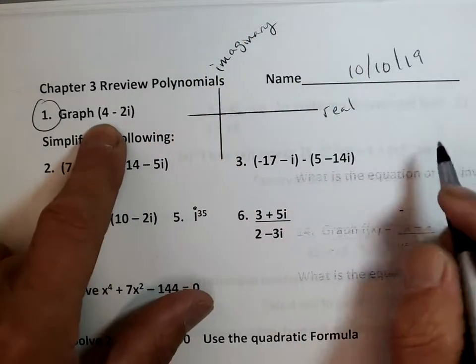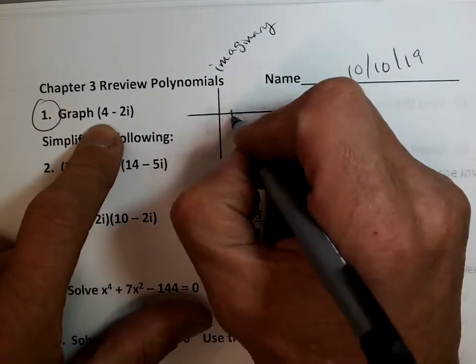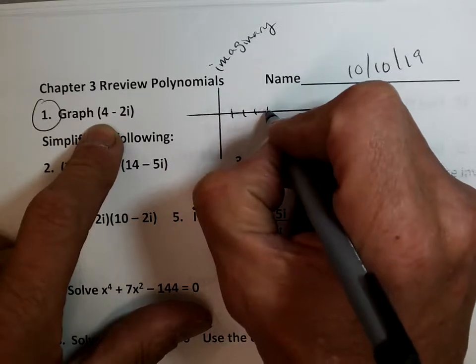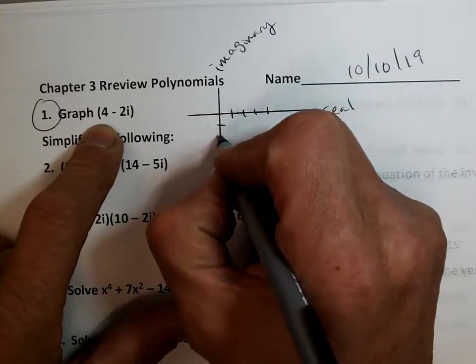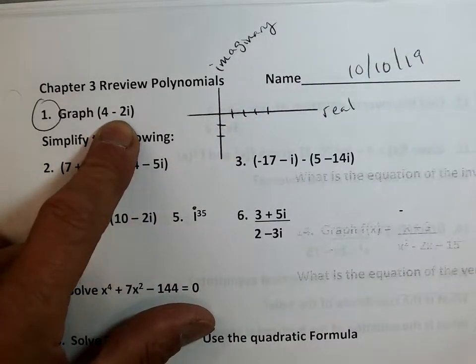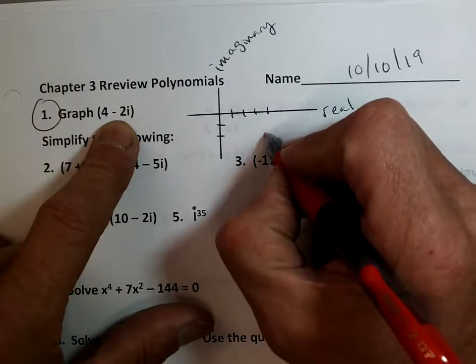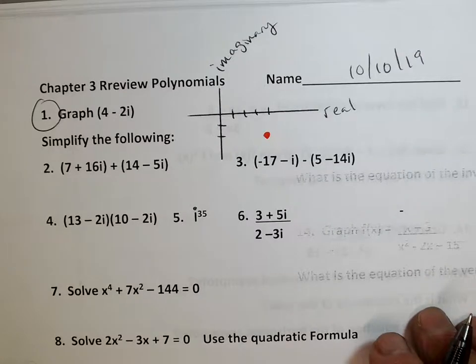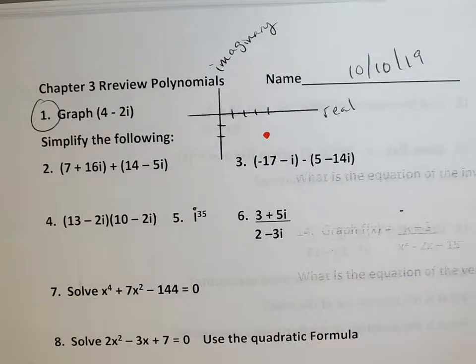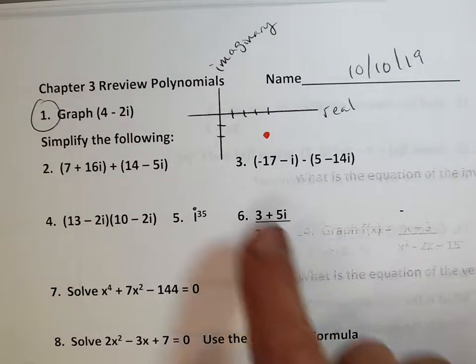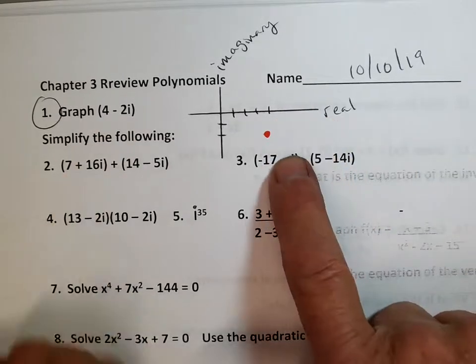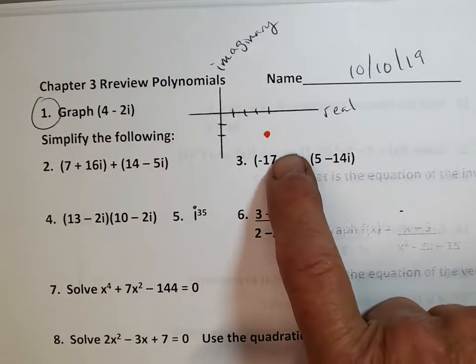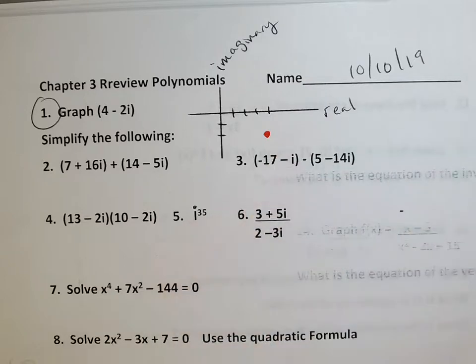So this is actually a point. You go 1, 2, 3, 4, 1, 2 for the i's, and you have a point right there. That's it. It's that easy. That is just graphing an imaginary point on the imaginary plane. You've got your real axis, which is your 4, your imaginary axis, which is your -2. And why is there an i?